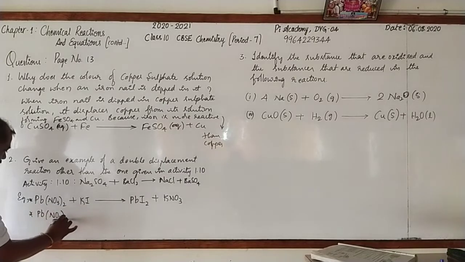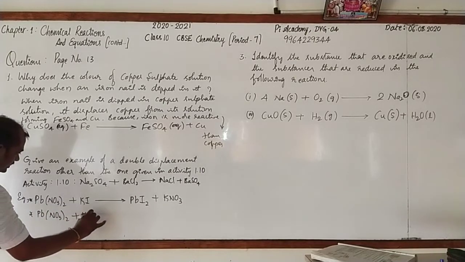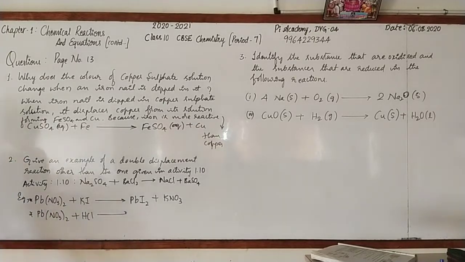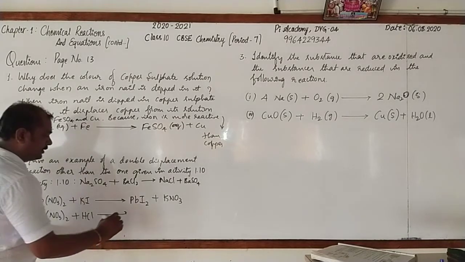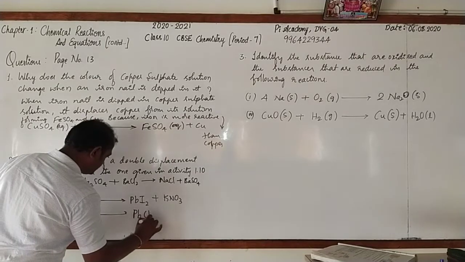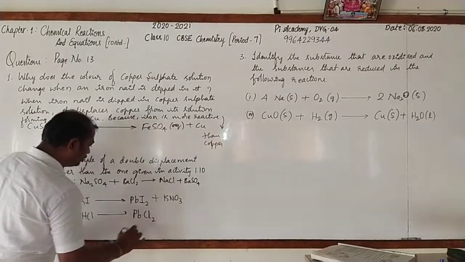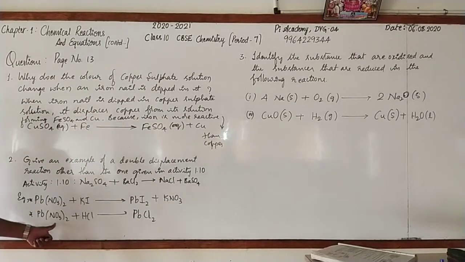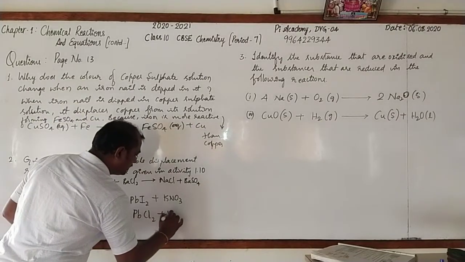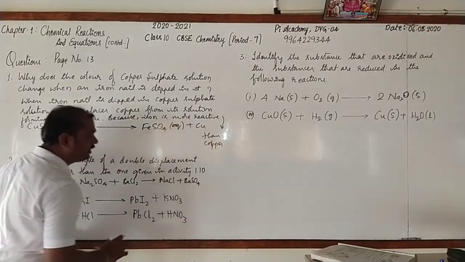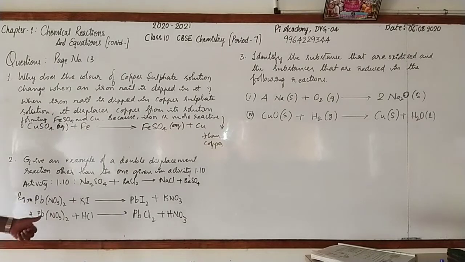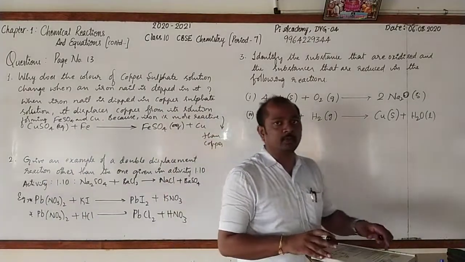Pb(NO3)2 plus HCl. So how can we go for writing this? It is PbCl2, right, lead chloride, plus HNO3. Clear? This is also an example of a double displacement reaction. So next, let's move on to the third one.